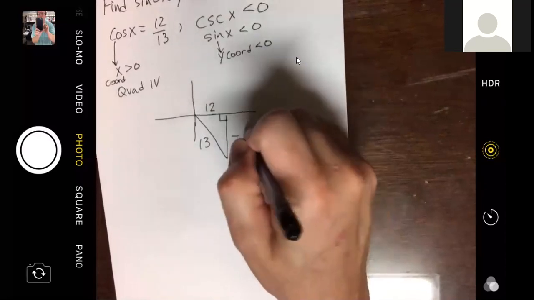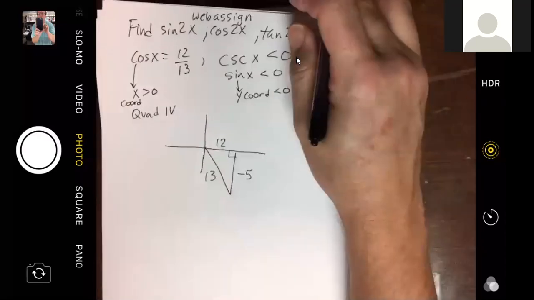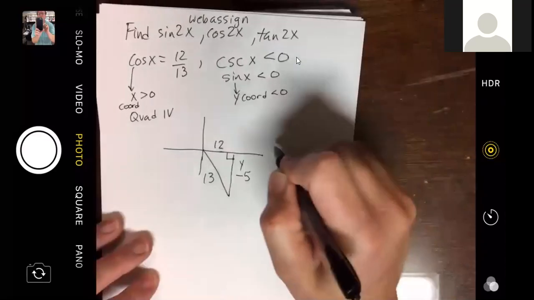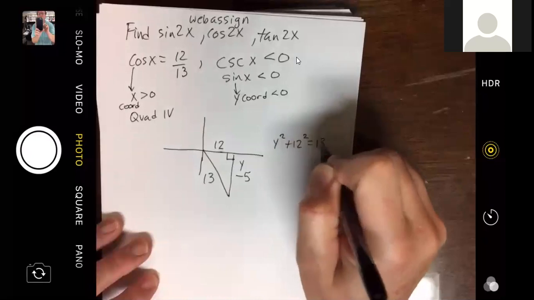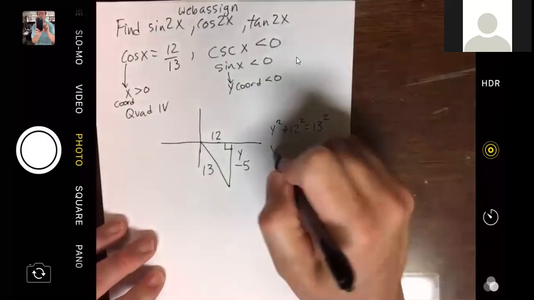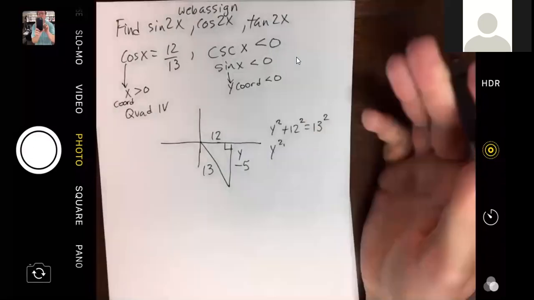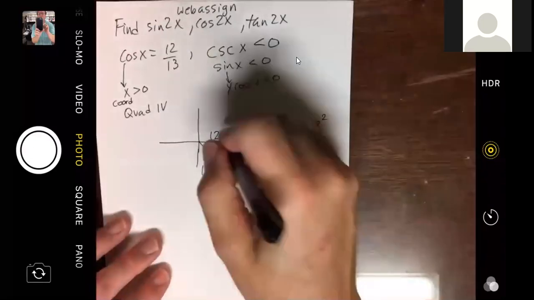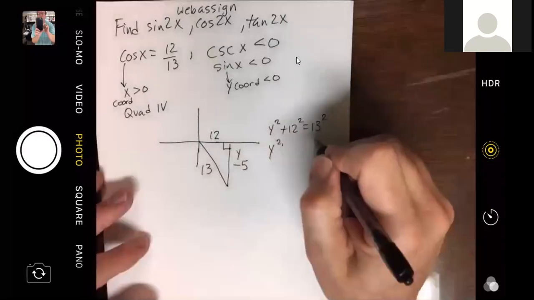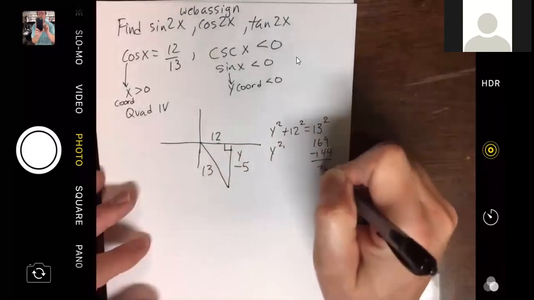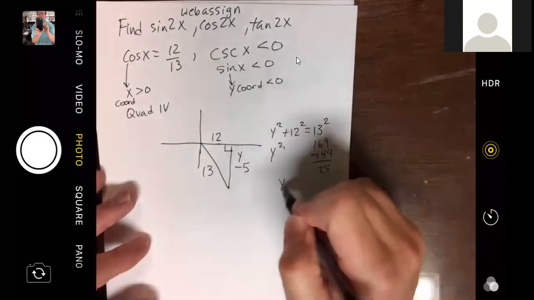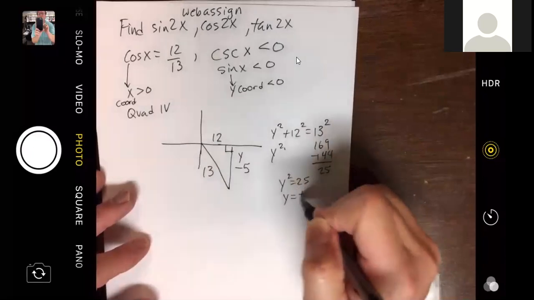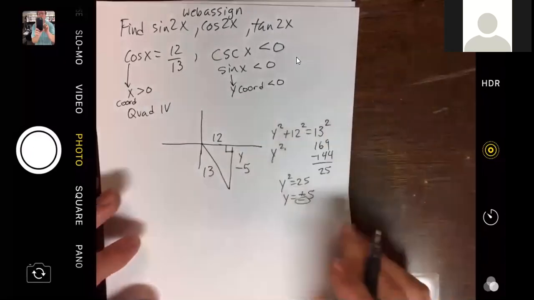So your cosine is going to go adjacent over hypotenuse. Can you tell this leg is -5, or do you need to see it written out? Could you show me it written out, please? Yeah. So y squared plus 12 squared would be 13 squared. You're just using the Pythagorean theorem. 5, 12, 13 works out in full integers. You're going to have 169 minus 144, that's 25, so your y squared will be 25, y will be plus or minus 5. You're going to want negative because you're in quadrant 4.